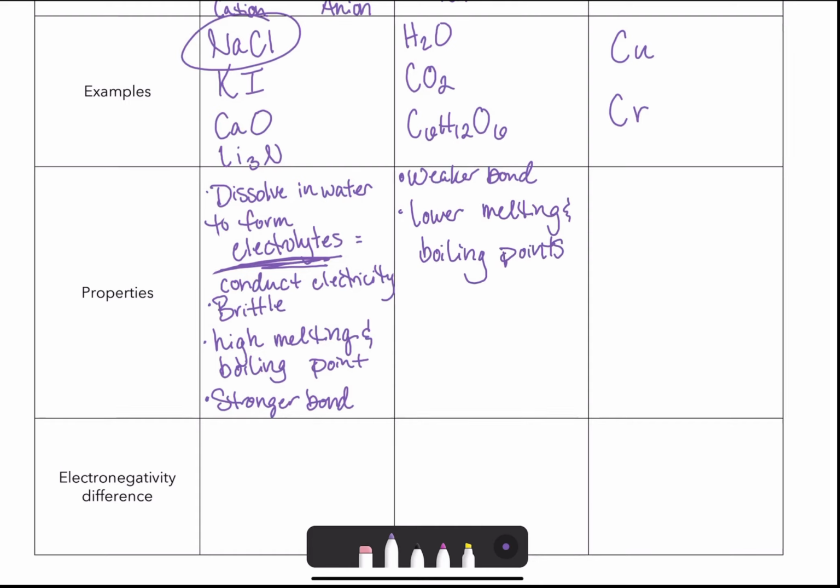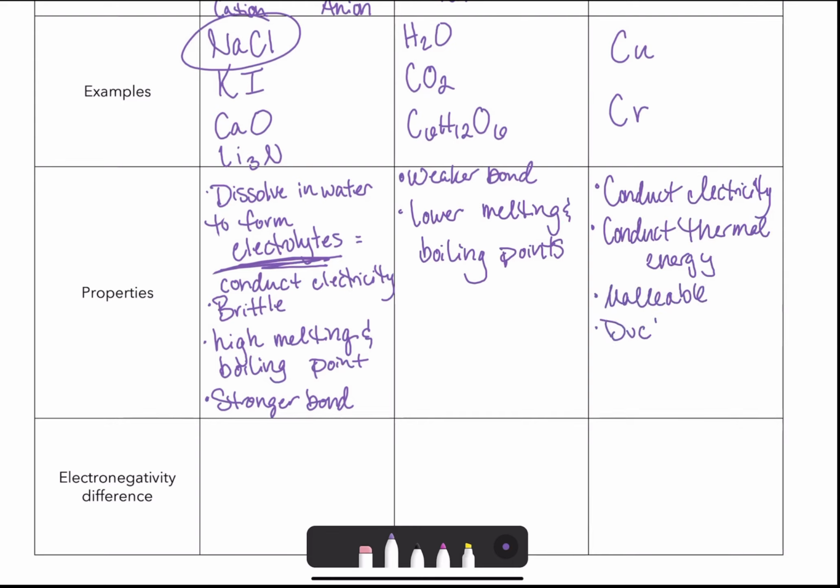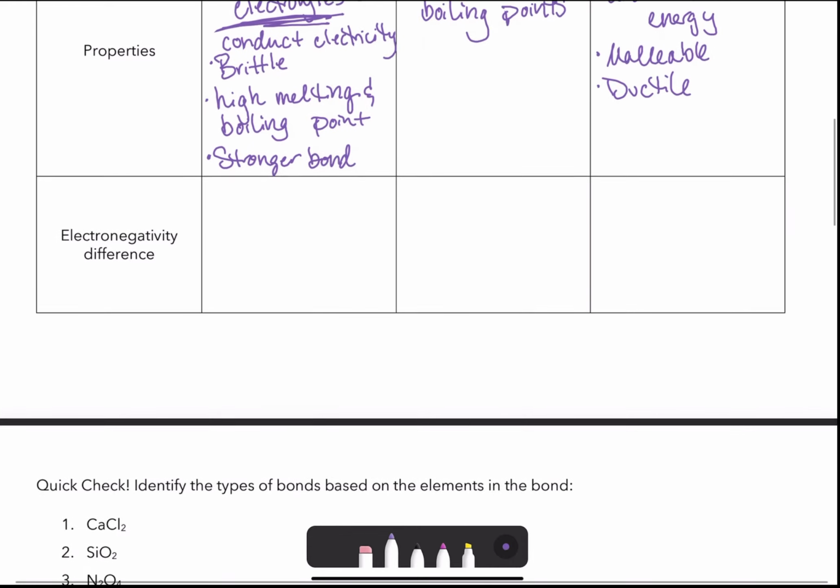Lastly, we have metallic bonds, and this is where you think of typical metals. Metals conduct electricity. They're also great thermal conductors. Metals are malleable. They're very ductile as well. And all of these really great metallic characteristics you think of, that will go for your metallic bonding.